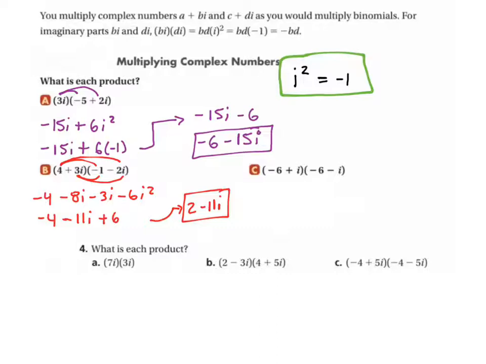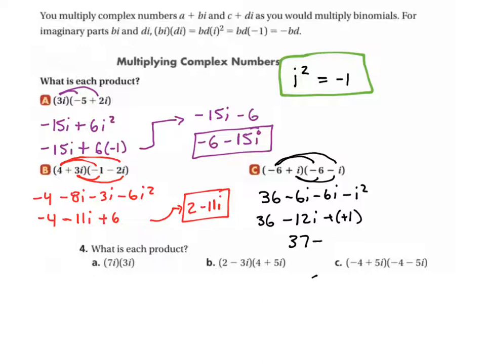All right, same idea for question C. We're going to FOIL. So this is 36. FOIL, that's -6i, -6i. And then in this case, we get minus i squared. So here we've got 36 minus 12i minus a -1 like this. So that becomes a +1. So this becomes 37 minus 12i.